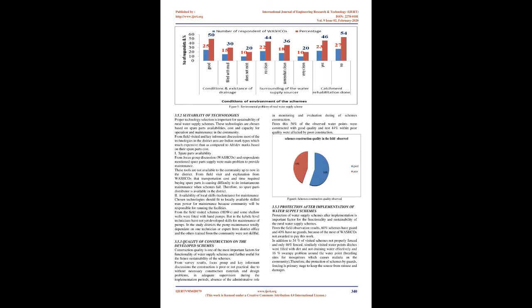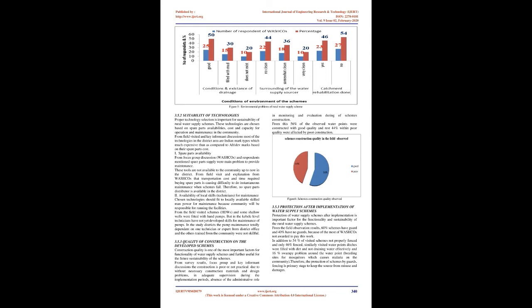3.5.2 Suitability of technologies. Proper technology selection is important for sustainability of rural water supply schemes. These technologies are chosen based on spare parts availability, cost, and capacity for operation and maintenance in the community.